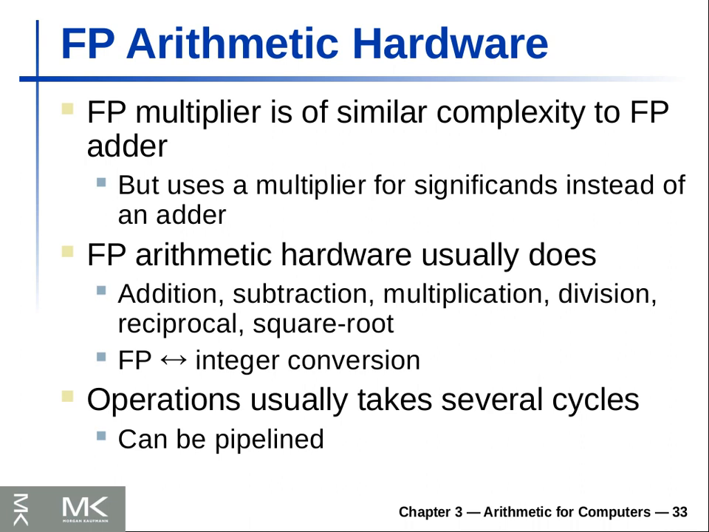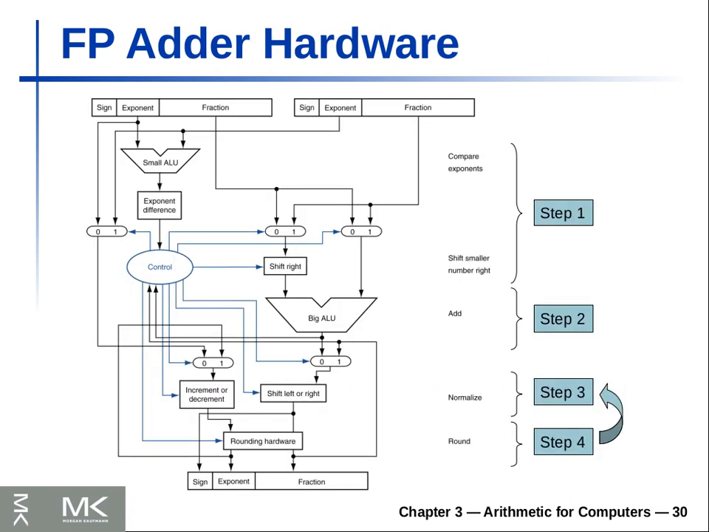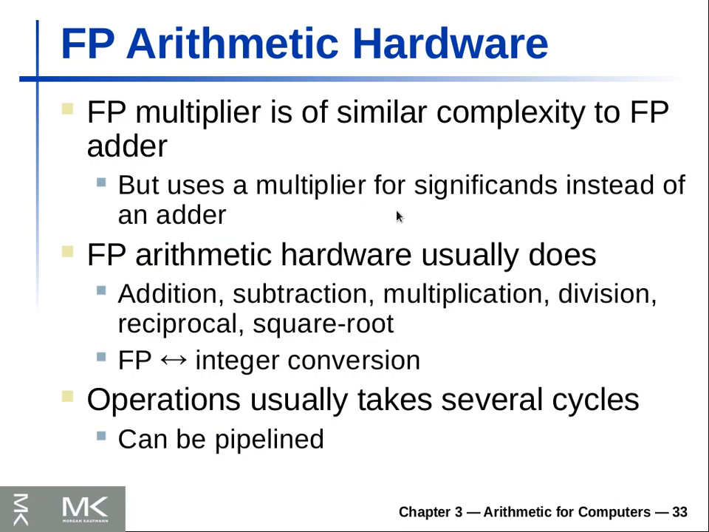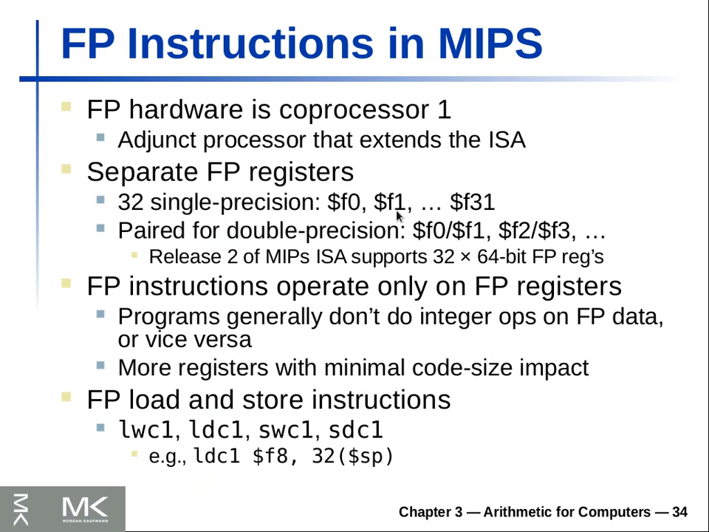All right. You also have a way to do floating point to integer conversions. That's usually done in the hardware as well. Operations usually take several cycles, so it can be pipelined. You can see right here, after step 1 is done, you can go over to step 2 and then have the next floating point start back here. That's perfectly fine. Okay, great.